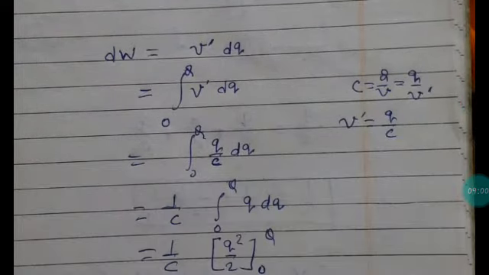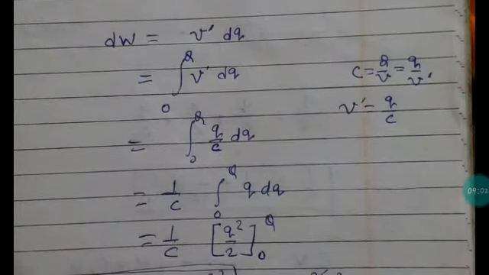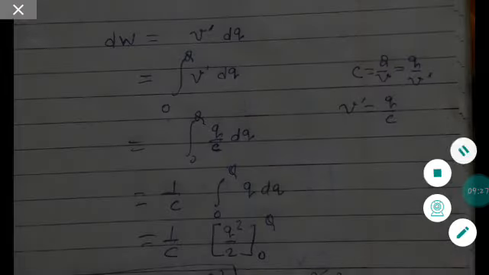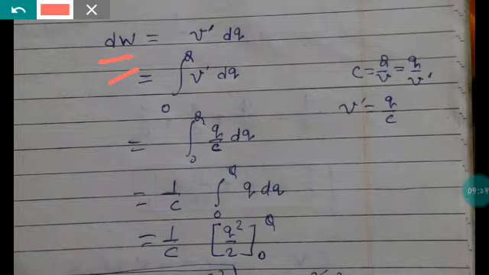So let's see the expression. Here is the expression. The work done by the battery for a small time duration dt and a small charge transfer dq is dW. We have the formula W is equal to V into Q. The formula is used here, and dW is equal to, since here the potential difference is V dash, therefore V dash is taken and charge is taken dq.